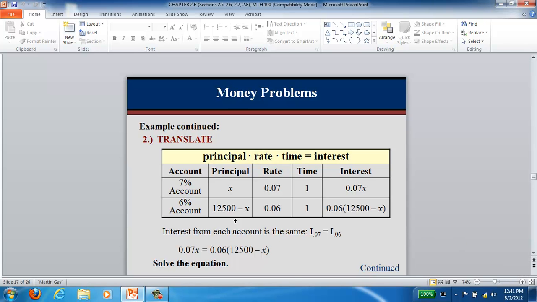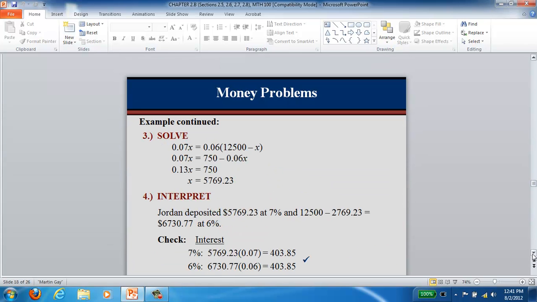Now you set the two equations equal. 0.07x equals 0.06 times (12,500 minus x). You distribute and you solve for x. So here you distribute the 0.06: 0.06 times 12,500 is 750, minus 0.06 times x, 0.06x. Solving for x, you divide both sides by 0.13.